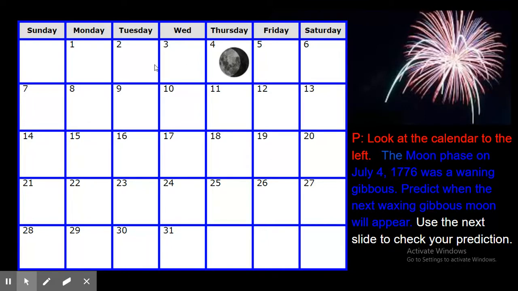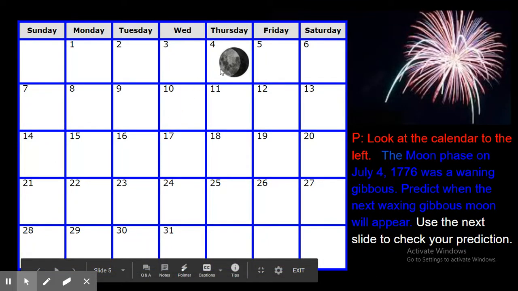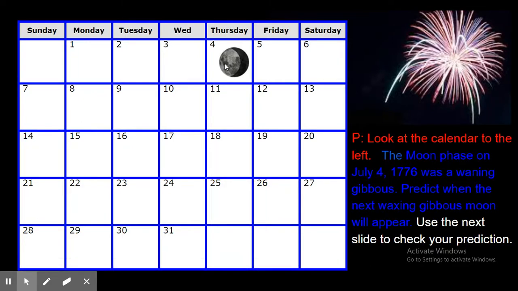Look at the calendar here to the left. The moon phase on July 4th, 1776 was a waning gibbous. So we're losing the light on the right, gibbous shape because it's more than half. Predict when the next waxing gibbous moon will appear. So what you would do is a moon dump, so a brain dump on your paper, so you can count every 2 moon phases as 2 weeks until you get to a waxing gibbous.